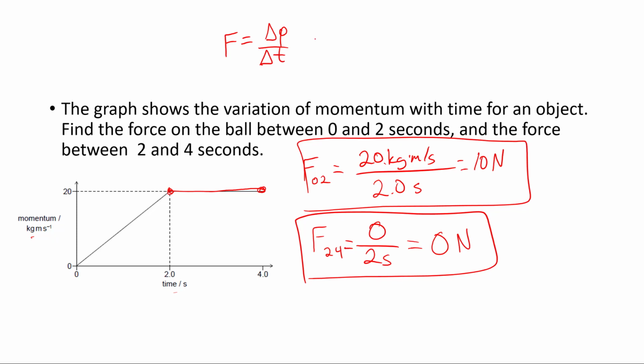So using this, we can see that force is the slope of a momentum time graph. Usually we don't use these graphs, but you might need to relate that to a graph, just like we did.